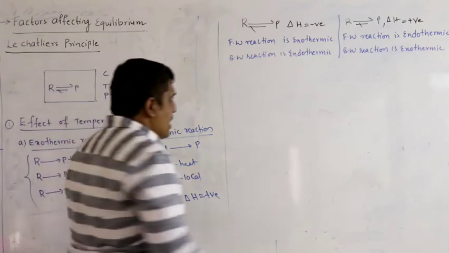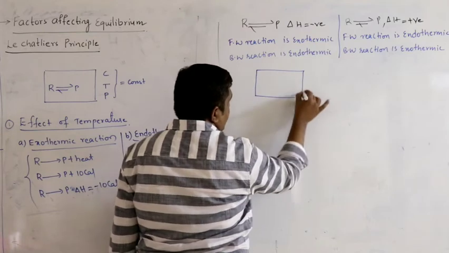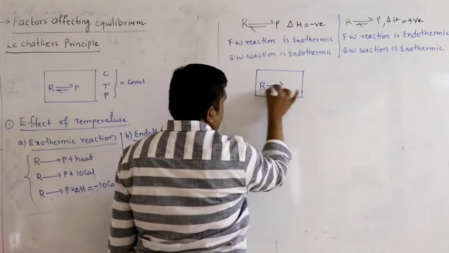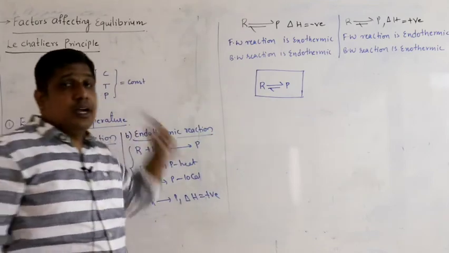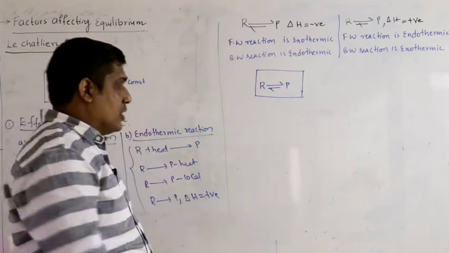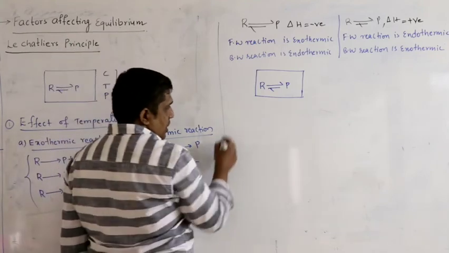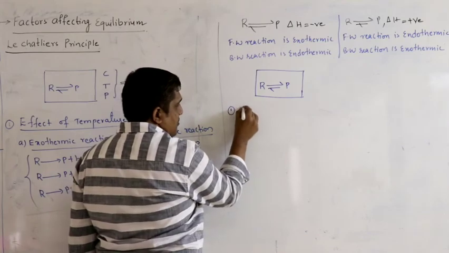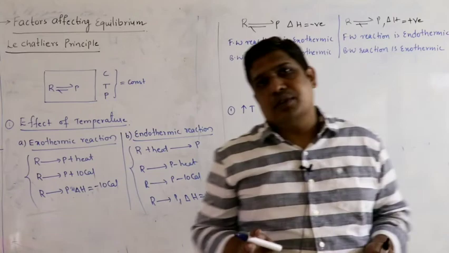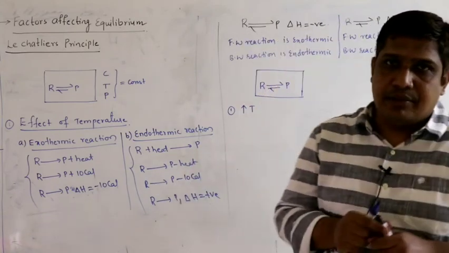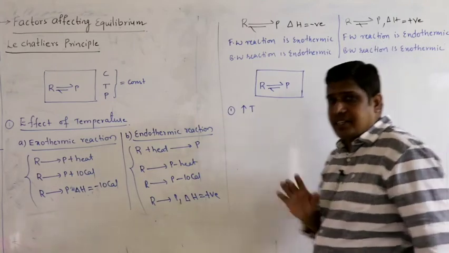Now, effect of temperature. I will consider this system which is at equilibrium. Remember, it can be exothermic, endothermic. We will see at the end. First, we will try to conclude. Say this is the system at equilibrium. I am changing the temperature. Say I am first increasing the temperature. I am heating the system which is at equilibrium. Heating means you will increase the temperature. So when you increase the temperature, what happens?